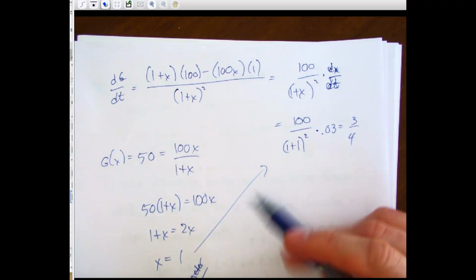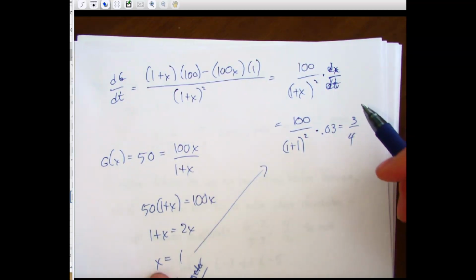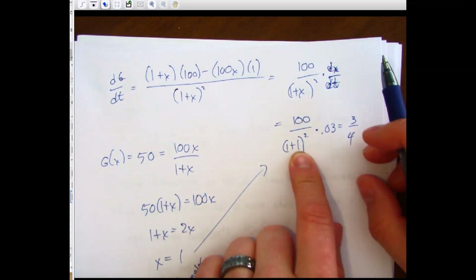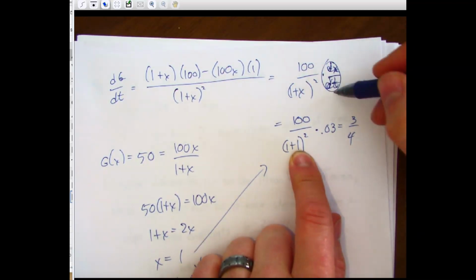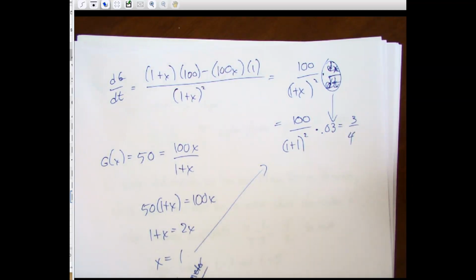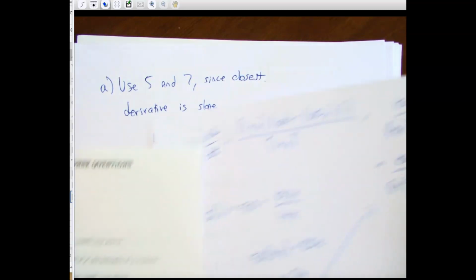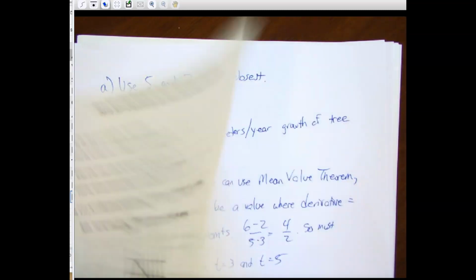So then, putting this all together, and I apologize, I feel like I'm all over the place, I got my diameter here that I'm plugging in for x. They told me dx dt is 0.03, and then I just multiply across and get 3/4.